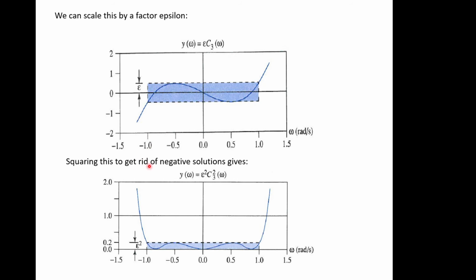So if we take this function and square it, that flips everything up on its end, and we end up with this type of response now. Squaring it means there's no negative response anymore, but we've actually got epsilon squared as our peak ripple. So you can sort of see how we're constructing the response we were interested in.